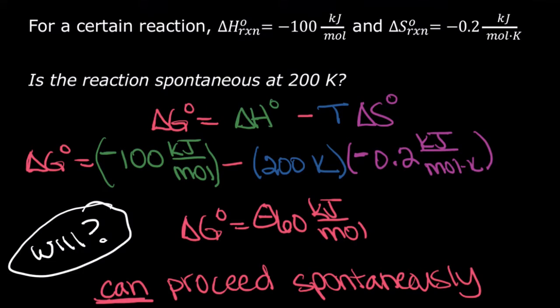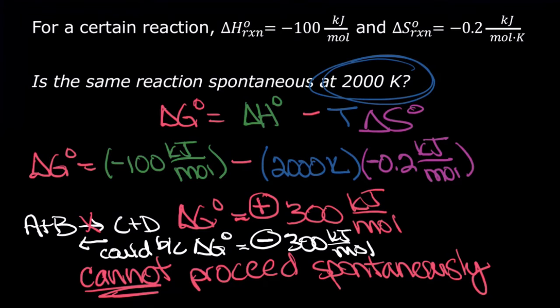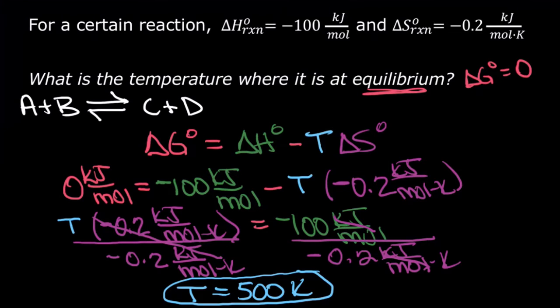The next case, case number 2, talks about when delta H is negative and delta S is negative. This is the same case as when we did our sample problems for that reaction. We had a negative delta H and a negative delta S, and we saw that at lower temperatures, at 200 Kelvin, the reaction could proceed spontaneously because delta G was negative. But as we started increasing the temperature to 2000, we found that it could not proceed spontaneously because delta G turned positive. And then we found that there was an equilibrium temperature where delta G was 0 at 500 Kelvin.